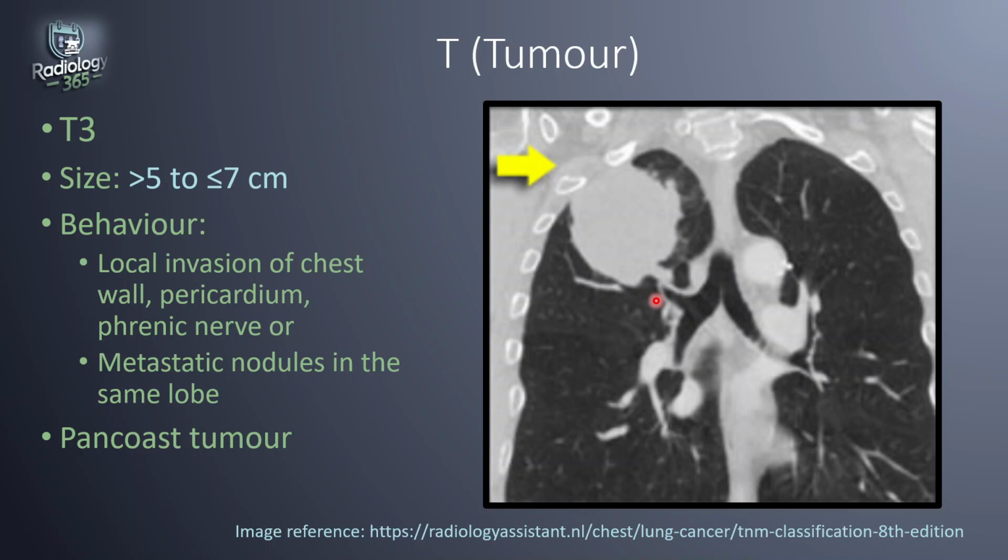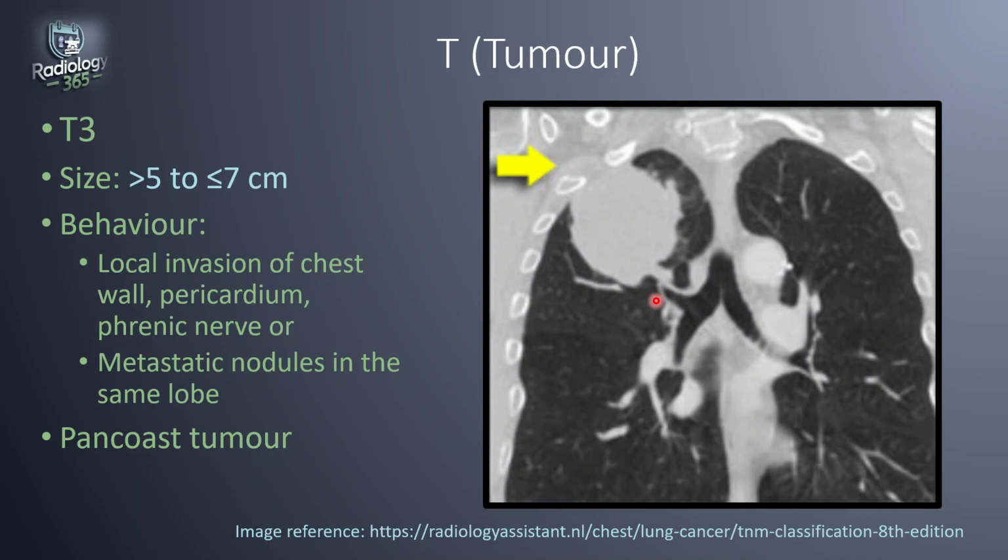If we go more medially, it's going to now invade the pericardium and then the phrenic nerve, which runs along the pericardium. Now, if you also have a metastatic nodule in the same lobe, a satellite nodule in the same lobe, that also upgrades it to a T3. So those are the behavioral characteristics.